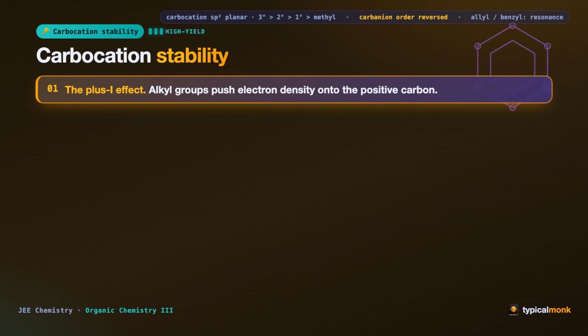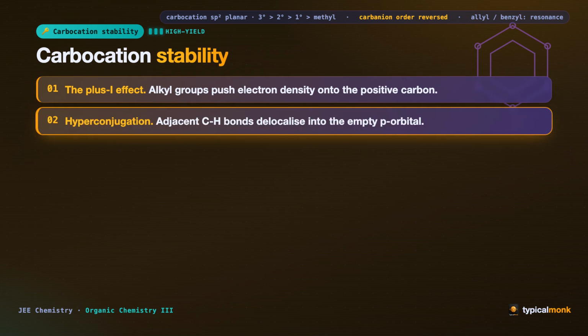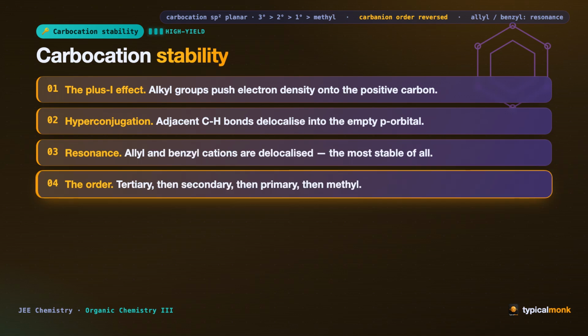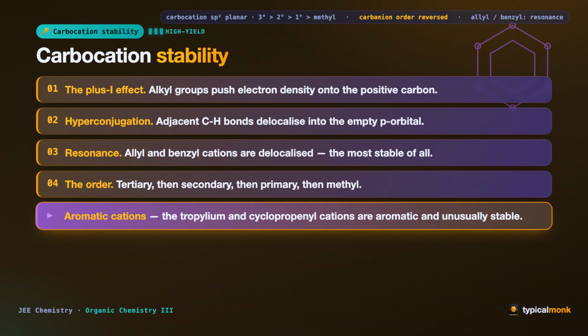Now, the heart of the chapter: what makes the carbocation stable? The plus I effect. Alkyl groups push electron density onto the positive carbon. Hyperconjugation. The adjacent carbon-hydrogen bonds delocalize into the empty p orbital. Resonance. The allyl and benzyl cations are delocalized, and these are the most stable of all. The order: tertiary, then secondary, then primary, then methyl. Aromatic cations. The tropylium and cyclopropenyl cations are aromatic and so unusually stable.